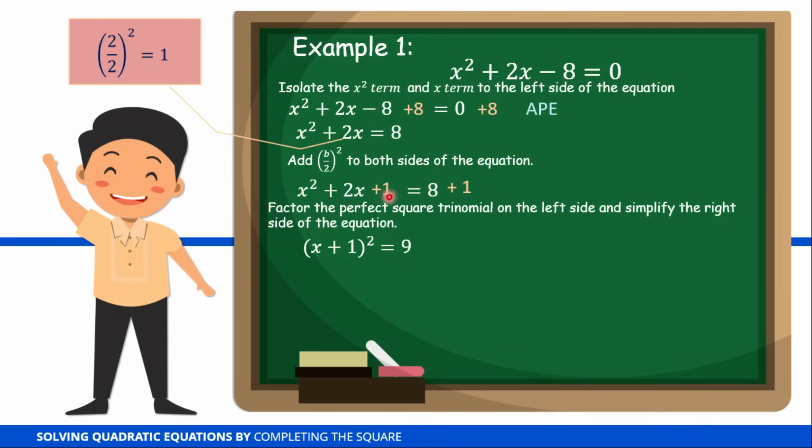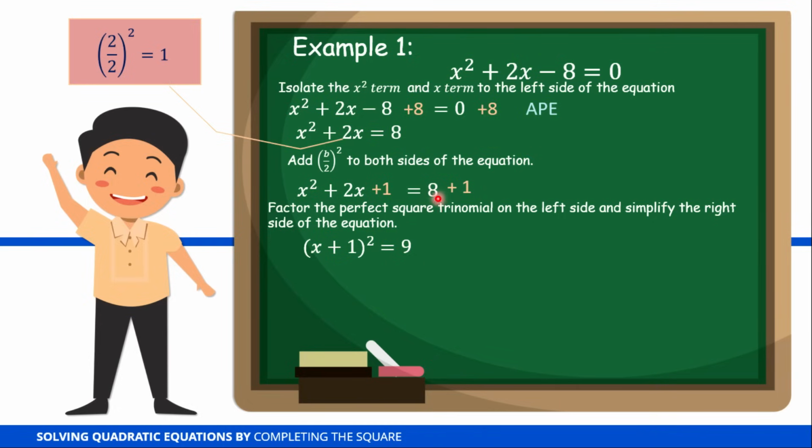Tapos kuhanin natin ang square root ni 1. The square root of 1 is 1, kaya maglalagay tayo ng 1 dito sa ating binomial. So, ang nakuha nating binomial ay x plus 1. Tapos, square lang natin yan. So, this is our factored form. Quantity x plus 1 squared.